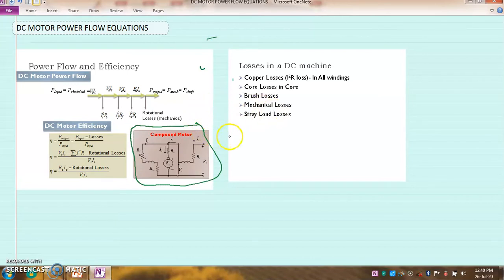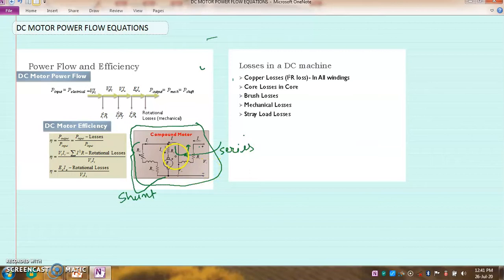Series winding is there and shunt winding. This portion is the series field, and this portion is the shunt field. So the series field and shunt field are there, two fields. This portion is called shunt, and this field winding, from here to here, is called the series field winding.